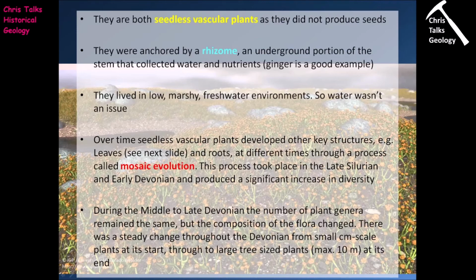So there was a steady change throughout the Devonian, from small centimetre-scale plants at the start of the Devonian through to large tree-sized plants by the end. We're talking 10 metres or so in size. So the Devonian period was a really big time in terms of plant evolution. It's when plants went from being relatively small structures to very, very large structures, which were specifically designed for removing large quantities of water and nutrients from the soil, collecting large quantities of sunlight, and using their size to produce substantial quantities of organic material, to make themselves bigger and to allow them to produce more young.